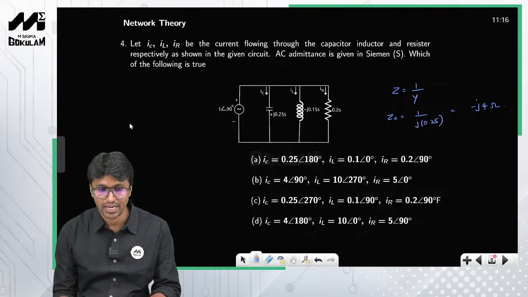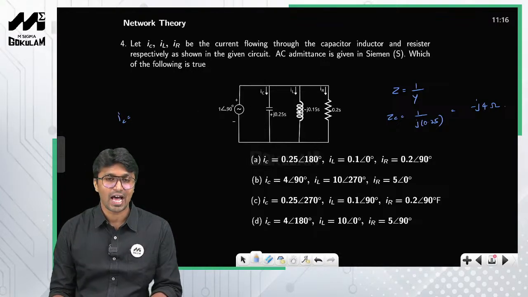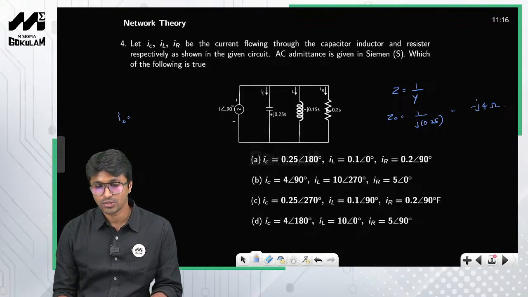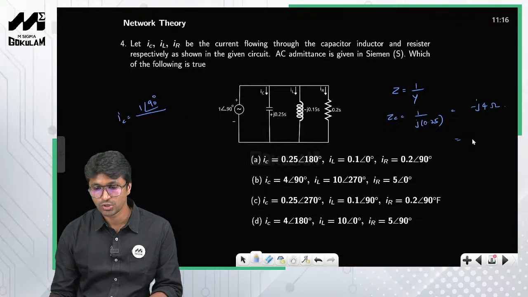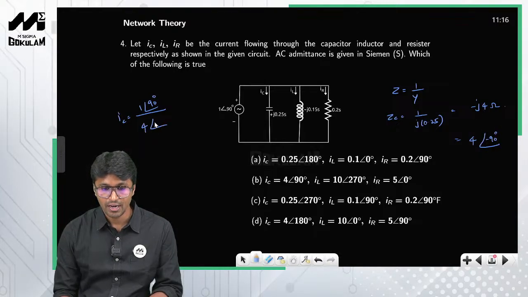So what is the current through the capacitor? IC is equal to, listen, since all the elements are in parallel, the voltage across all the network elements will be the same. So IC is equal to 1 angle 90 degrees divided by the impedance, which is minus j4. I can write this as 4 angle minus 90 degrees, since minus j is minus 90. So you have both the quantities in polar form. 1 by 4 is nothing but 0.25, and this minus 90, when it goes to the numerator, becomes 180.